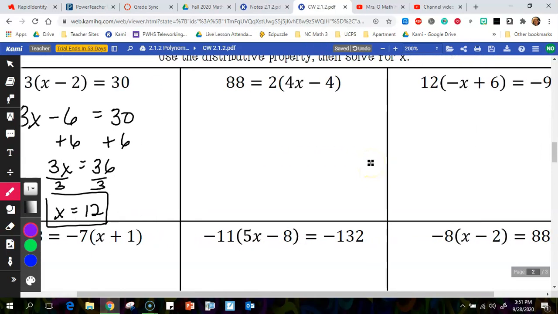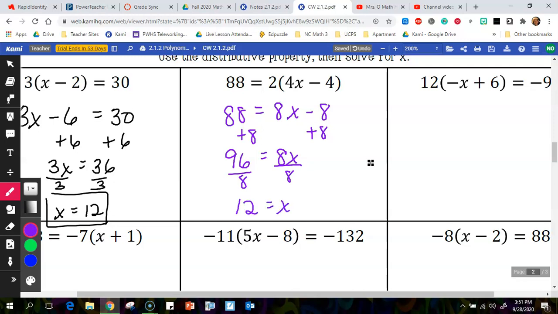Okay, so this one I have to distribute the 2 in. This is 88 equals 2 times 4x, which is 8x, 2 times negative 4, minus 8. Add 8 on both sides. This is going to be 96 equals 8x. Just make sure. Divide by 8. X equals 12.